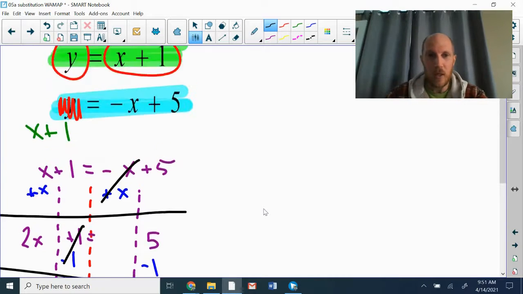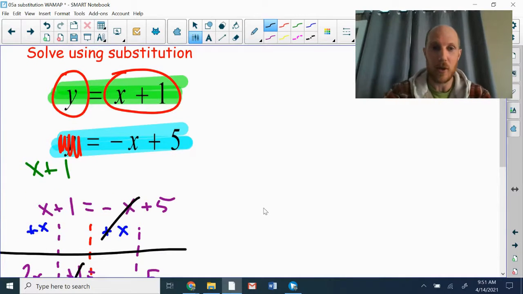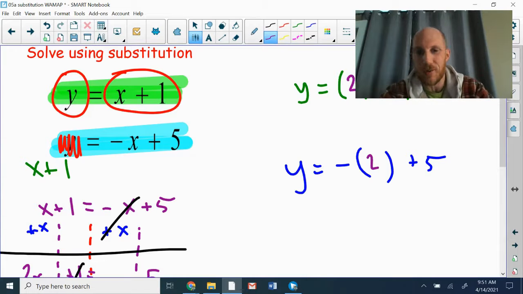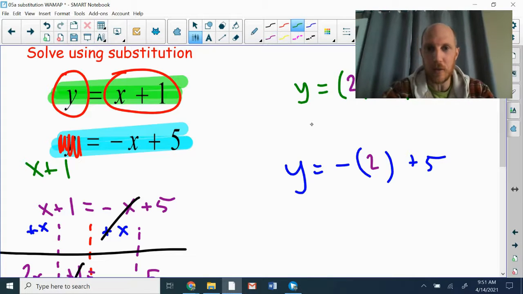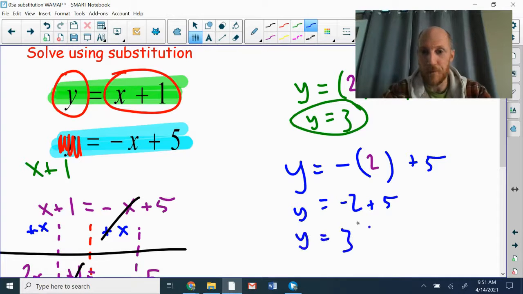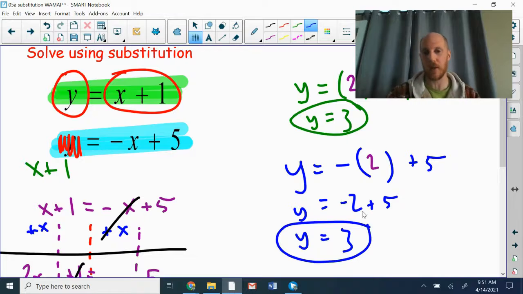So let's take that 2 and put it back into either the green or the blue equation. Of course, either one is going to give us the same answer. Let's do the green one first, and the green one, I just dropped that 2 in there in place of X. 2 plus 1, that's 3. And if I was to use the blue one instead, drop that 2 in there, and that makes negative 2 plus 5, which is 3. So either way, I'm going to get that same y value of 3.